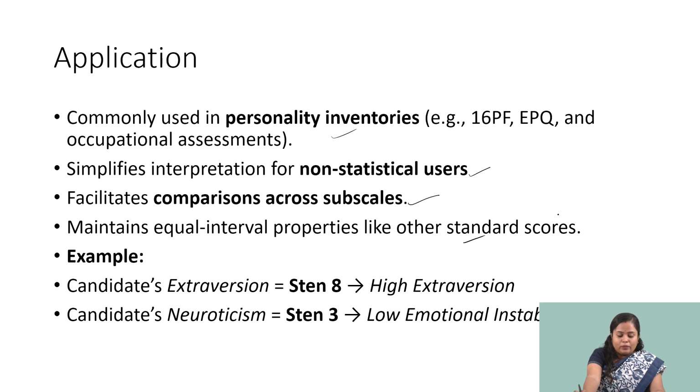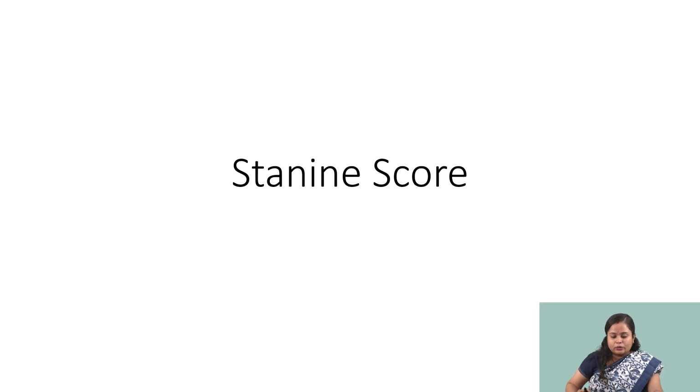For example, if we have tested NEO-FFI on an individual and the candidate's extraversion score came out as Sten 8, it means high extraversion because the score is more than 5.5. But if the Sten score of that person on neuroticism is 3, it indicates low emotional instability because the score is less than 5.5. Next is the stanine score.